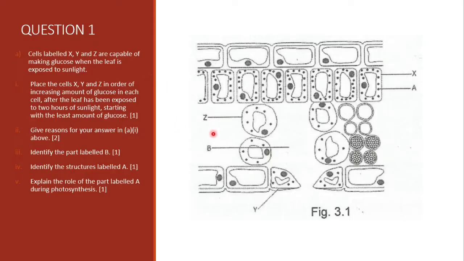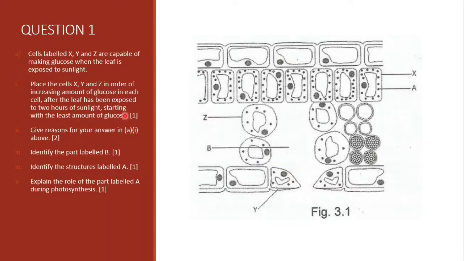So we've got these cells. We've got this cell, which is X, then this cell, which is Y, and then this cell, which is Z. All of these three cells are capable of making glucose when the leaf is exposed to sunlight. By the way, this is the internal structure of a leaf.